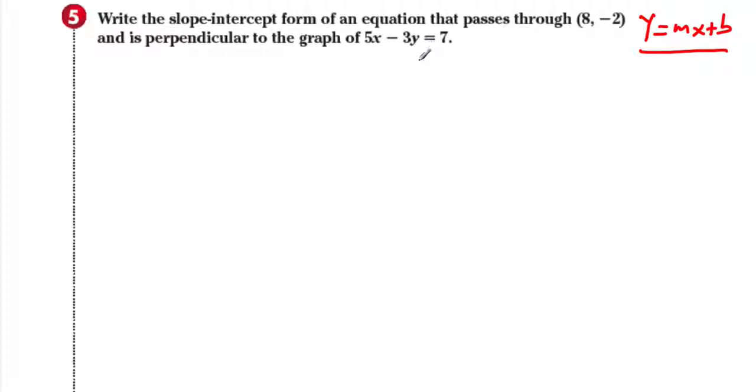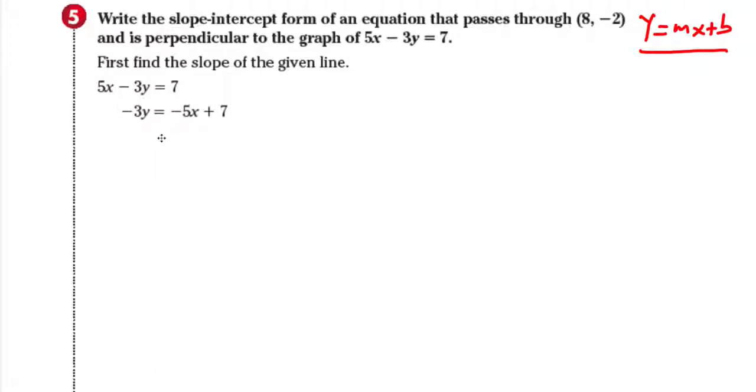So we have a line that is 5x minus 3y equals 7, and there's a line that passes through it, and it should be perpendicular. What is that line that is perpendicular to this line and passes through the point (8, -2)? First things first, let's find the slope of the given line. We have 5x minus 3y equals 7. We are solving for y to make it y equals mx plus b, so we can find the slope, which is y equals 5/3 x minus 7/3 after solving for y. So the slope is 5/3.